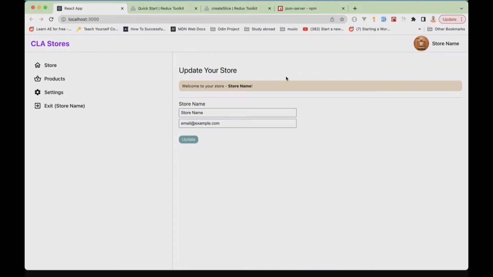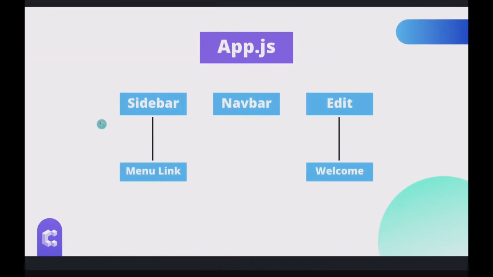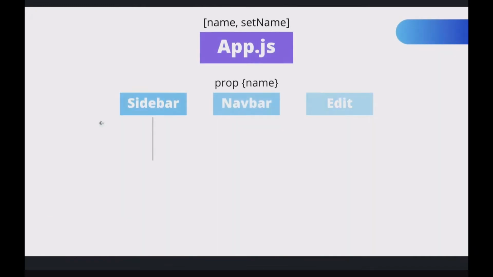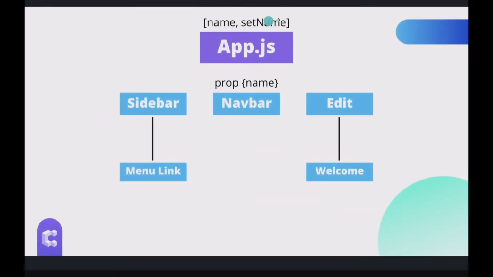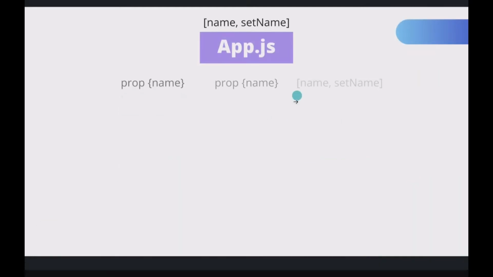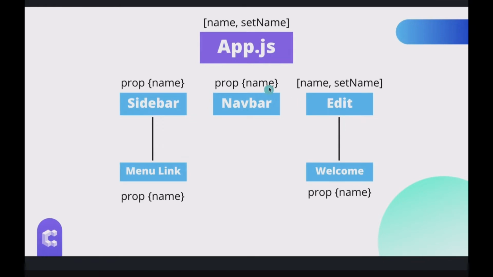The common thing between all these components, as you can see, is the store name. We have the store name here, in the navbar, and in one of the menu links inside of the sidebar. If we want to see how this is happening behind the scenes, we're basically creating a functional state in our app.js using the useState hook, and we're passing our data, or our state, to other components. For example, we can pass the name as a prop to the navbar component, and we can do that for the other components too, just like this. So we're passing all the data we need from app.js.